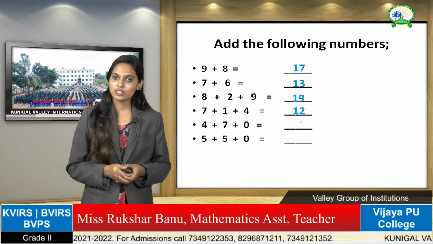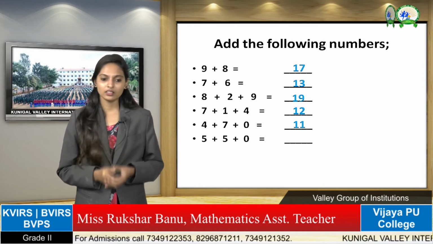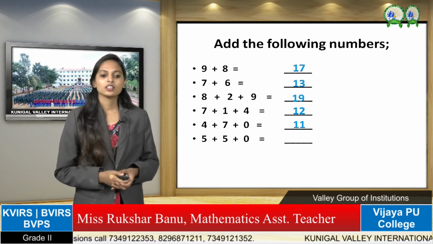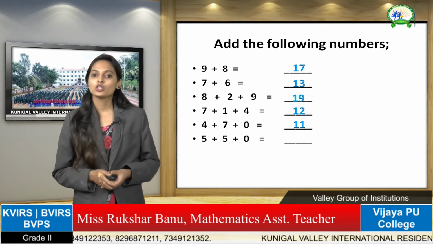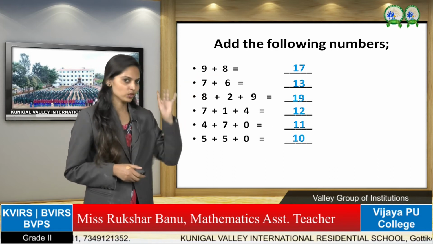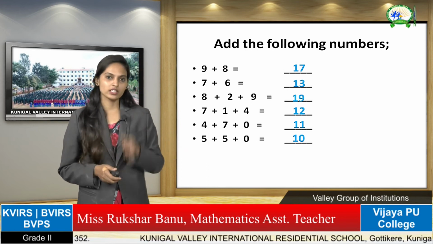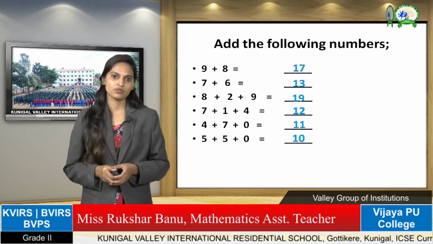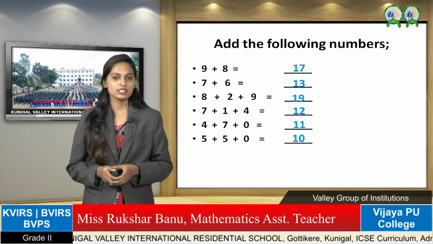4 plus 7 plus 0 is equal to, yes, 11. 5 plus 5 plus 0 is equal to, yes, 10, because 0 means nothing. So we have to write the answers in the given blanks. Okay children, you can write only the answers for these options also, for this main also.